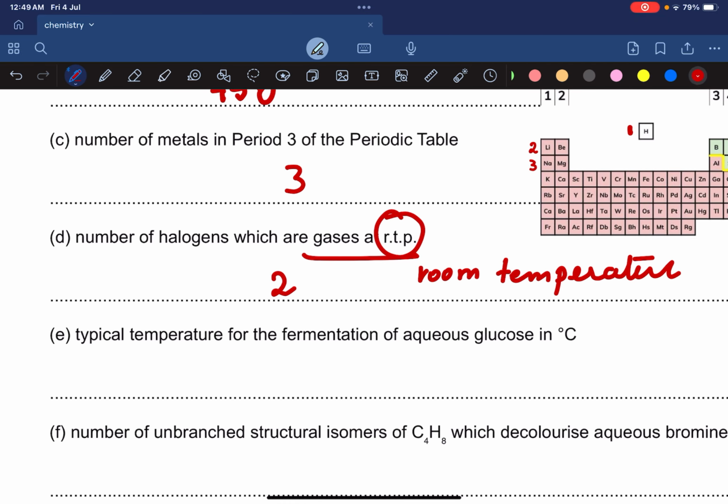So we're going to write 25 to 35, or you can write just 30 degrees Celsius as well. That should be correct because that's exactly in between the two.